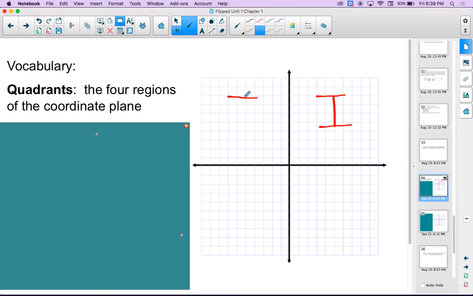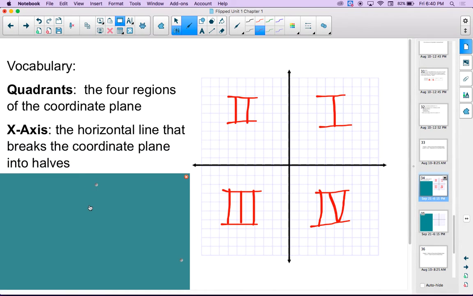Our second quadrant is in the upper left-hand corner. Our third quadrant is in the bottom left-hand corner. And our fourth quadrant is the bottom right-hand corner. Please make sure these are copied on page 5 for the definition, page 6 for the picture.